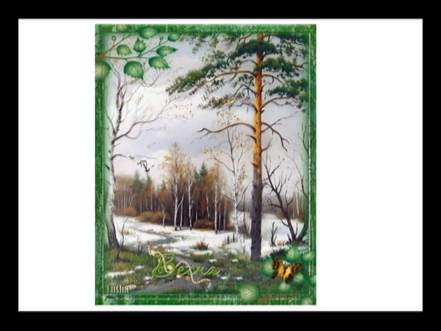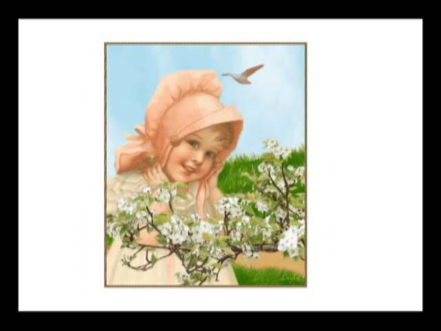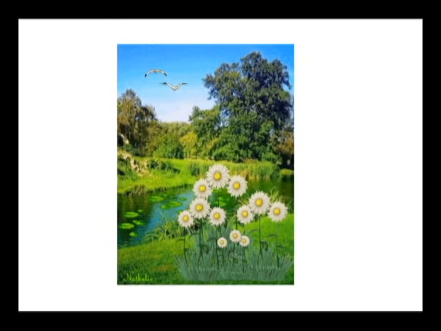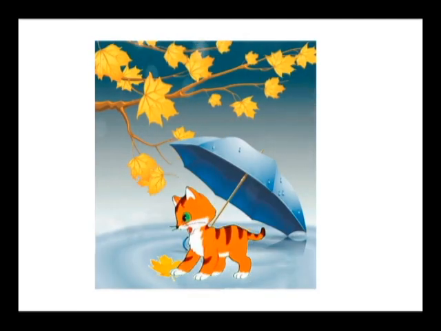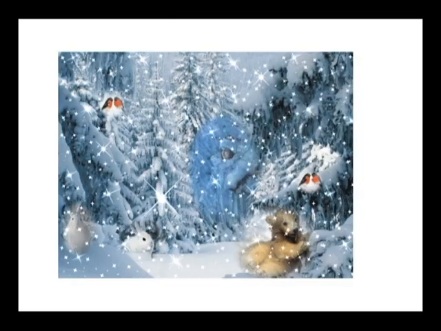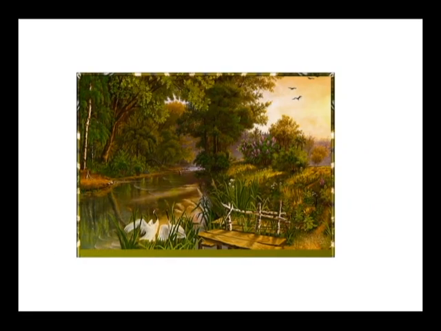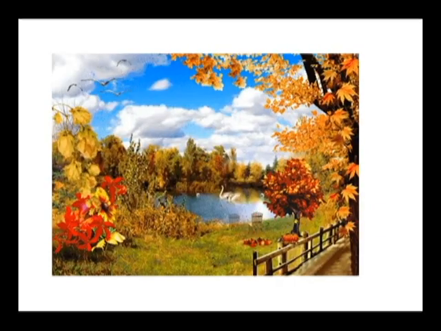Spring is green, summer is bright, autumn is yellow, winter is white. Spring is green, summer is bright, autumn is yellow, winter is white.